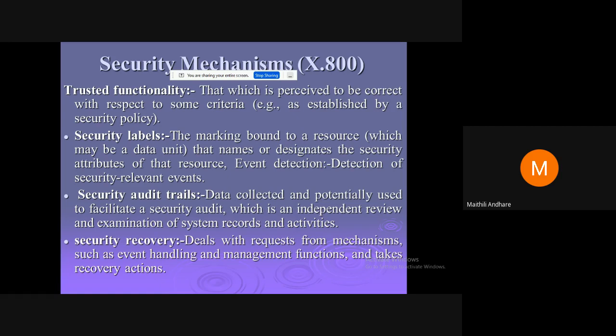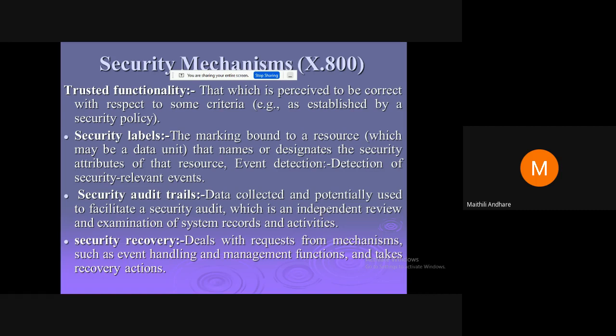Okay, next is event detection. A number of events are detected during the transfer of data, but whether those detected events are proper or not, whether the events are normal, or an opponent or attacker is doing malfunctioning things, is detected under event detection. In short, event detection means detection of security relevant events. It should be detected.